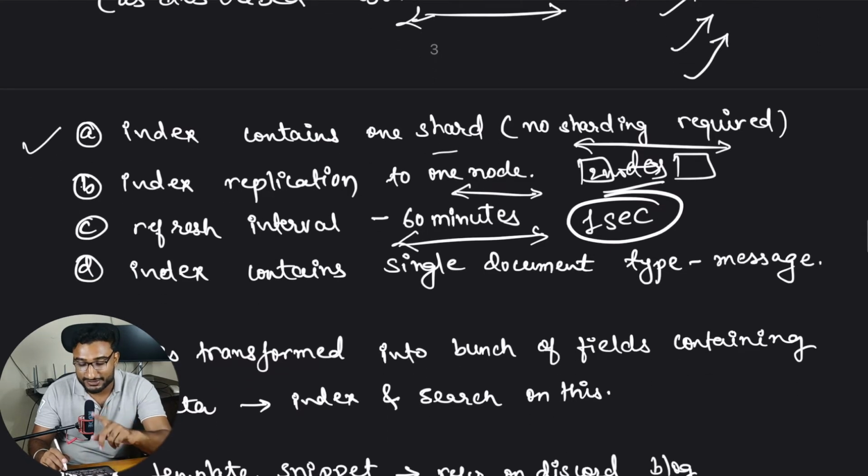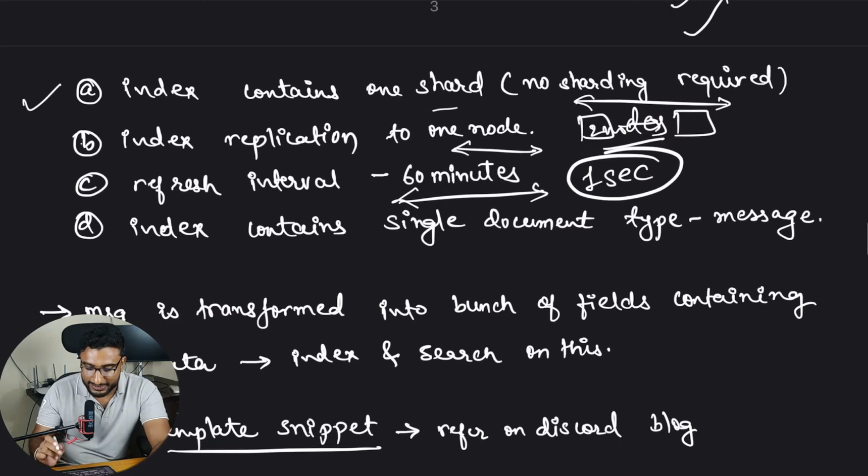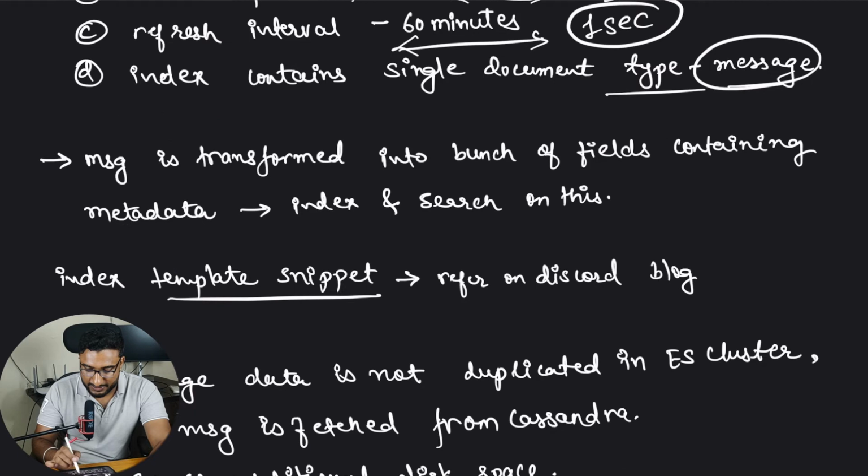And we will also discuss that one pending point, the third point in the worker nodes. Okay, and the index contains a single document type, message. Cool. The message is transformed into a bunch of fields containing metadata for the index.